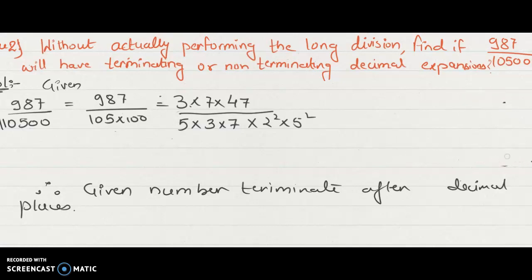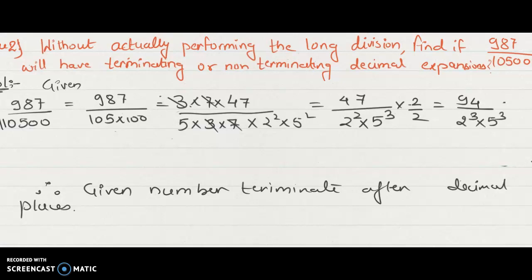Now let us simplify it. 3 and 3 cancel out, 7 and 7 cancel out. What will remain? We will remain with 47 over 2 raised to the power of 2 and 5 raised to the power of 2 multiplied with 5, which becomes 5 raised to the power of 3. But we need the form in which the powers of 2 and 5 are the same. Here we can see the power of 5 is 3 and the power of 2 is 2. So we will multiply 2 up and down. 2 sevens are 14, carry over 1, 2 fours are 8 plus 1 is 9, and now the denominator becomes 2 raised to the power of 3 and 5 raised to the power of 3.